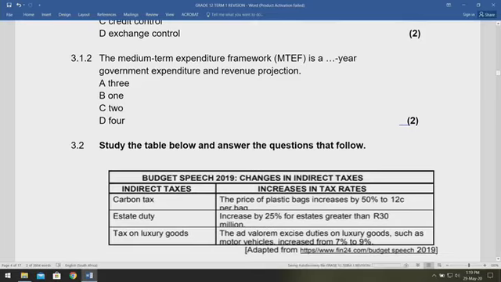3.1.2 deals with, here we're still busy with the medium-term expenditure framework, also known as the MTEF. Right, your MTEF, that's the budget that gets tabled at the end of February, right? And this budget is done on a yearly basis, but it is not a 1-year government expenditure and revenue projection. So it is definitely not B. So therefore, we know it's not that one.